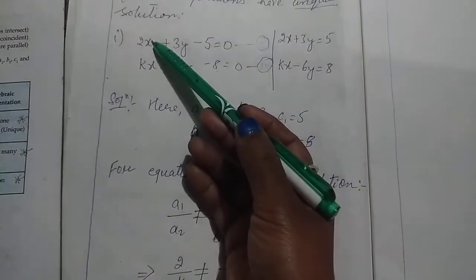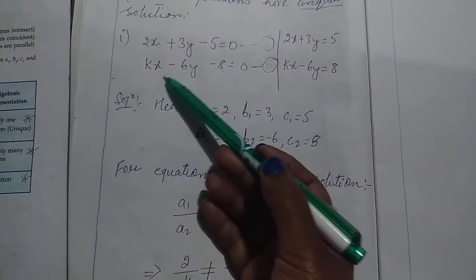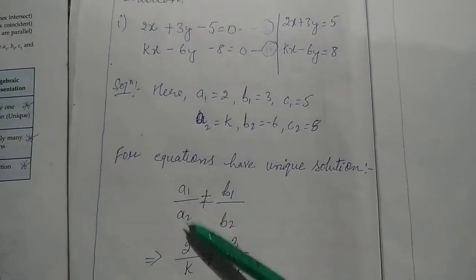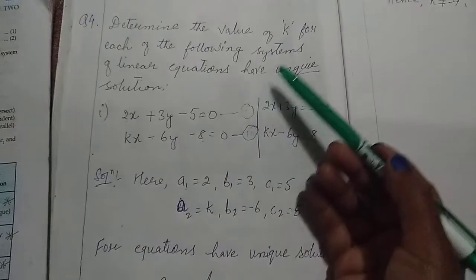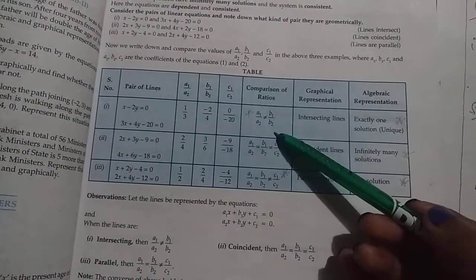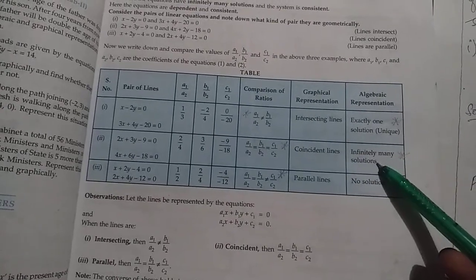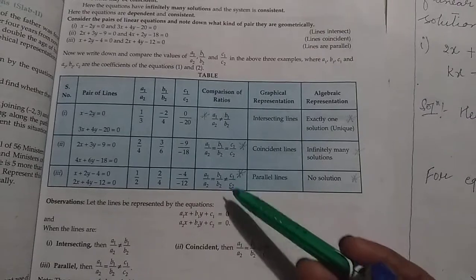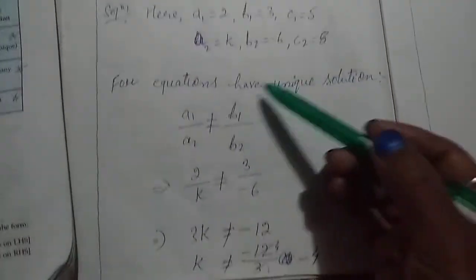You have to take out A, B and C for equation 1, and for equation 2, and put them according to the condition. If it is unique, you will write this. If the question is infinitely many solutions, you have to write this. If it is no solution, you have to write this. But in question number 4, all the questions are unique. So for all questions you will do it in this way.